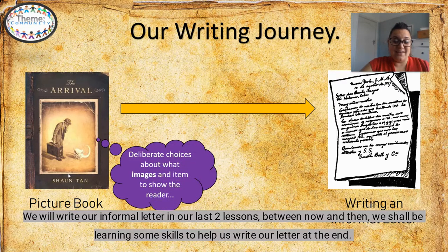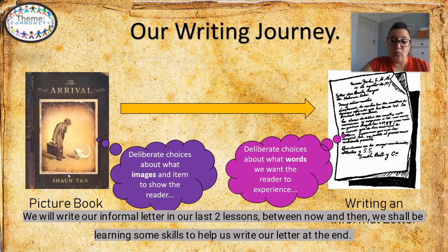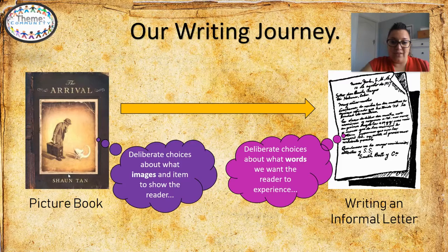And we can see how Sean Tan has made some very deliberate choices as an artist and chosen things deliberately to show the reader. And we're going to be doing that as authors, except this time with words rather than pictures. I'm going to show you what I mean by this in today's lesson.